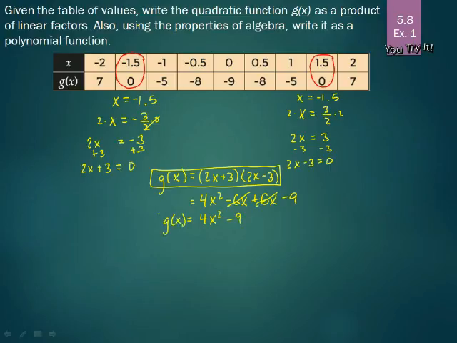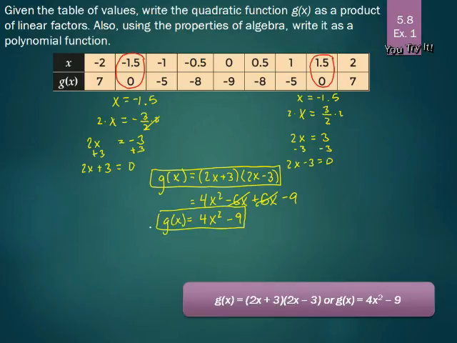And so now we can go ahead and summarize our answer. G of x equals 2x plus 3 times 2x minus 3, or g of x equals 4x squared minus 9.